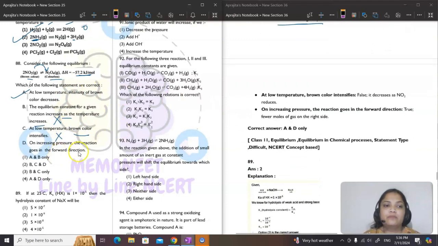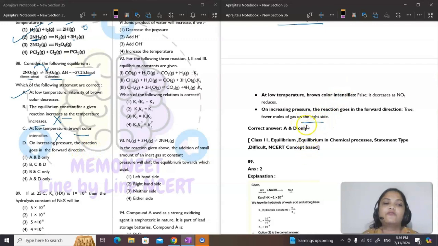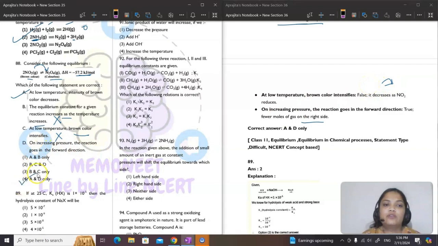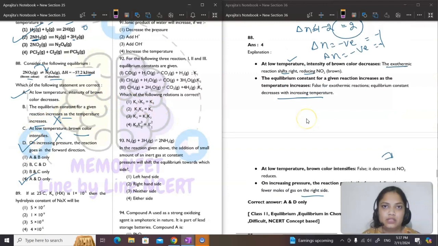And on increasing pressure, the reaction goes in the forward direction. This is true because there are fewer moles on the right hand side. So if you are increasing the pressure, the reaction will move to the right hand side. So A and D only are correct. Yeah, A and D.